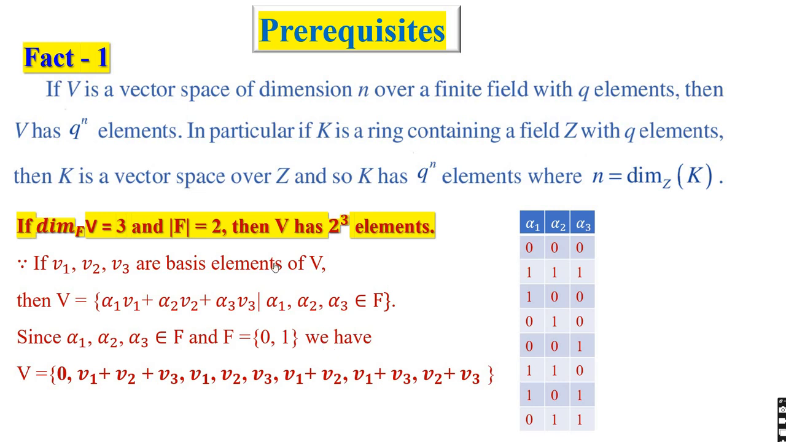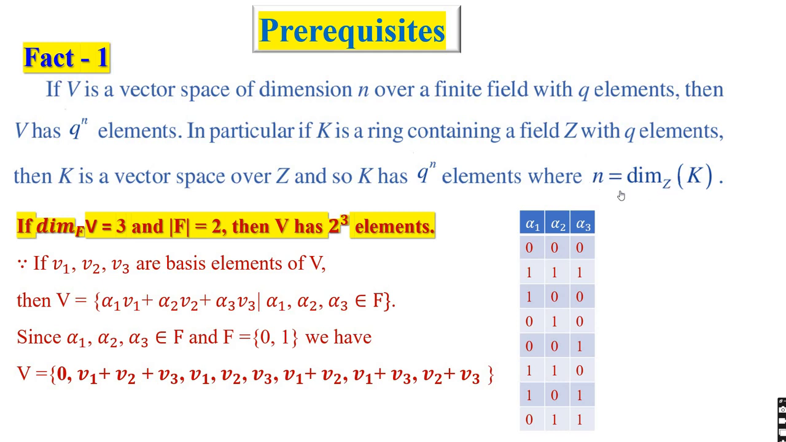So this is in the case of a vector space V of dimension n. Now in particular, if we consider K to be a ring containing a field Z, how can a ring have a field Z? That Z is nothing but the center of K, those elements which commute with all the elements of K. So this would be a field, and K is a ring containing a field Z. Let this Z have q elements. Then by the above concept, we have K consisting of q^n elements.